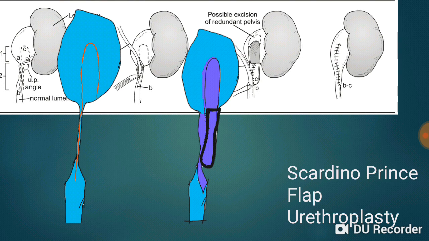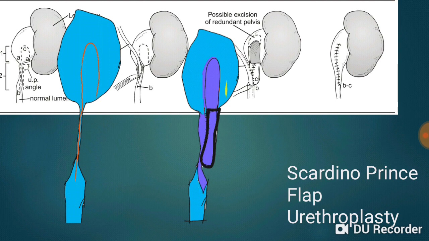Next is a Scardino-Prince flap pyeloplasty. In this case, the ureteral obstruction is long. If the ureteral obstruction is long, where we cannot bring the ureter into the pelvis easily after dismembering, then we have to do a Scardino-Prince flap plasty, where we use the tissue in the redundant pelvis to open up a flap which can be used as a tissue for the ureter. When we cut open the ureter, we suture this flap to the ureter, and we tubularize this flap into a tube, and we anastomose like this.